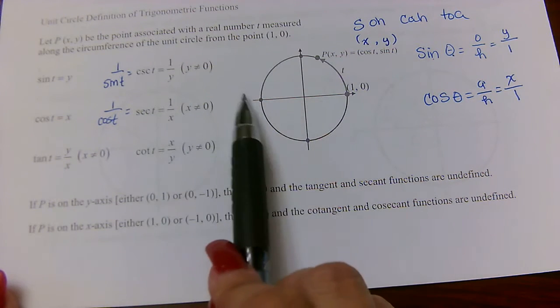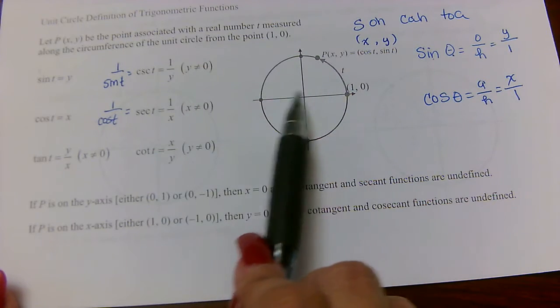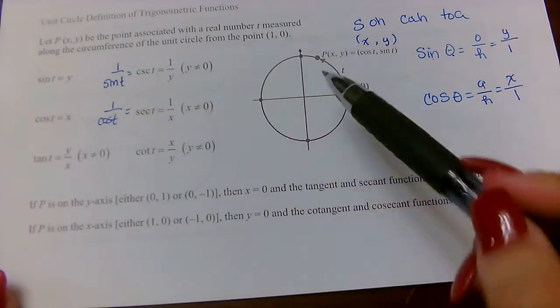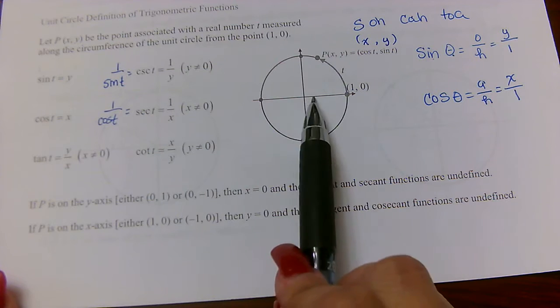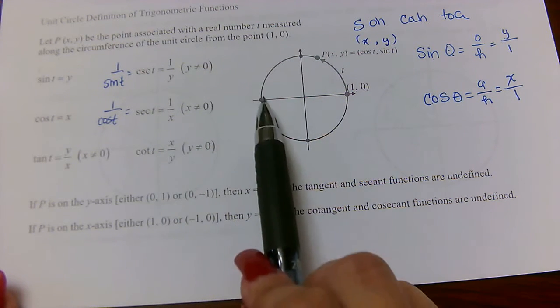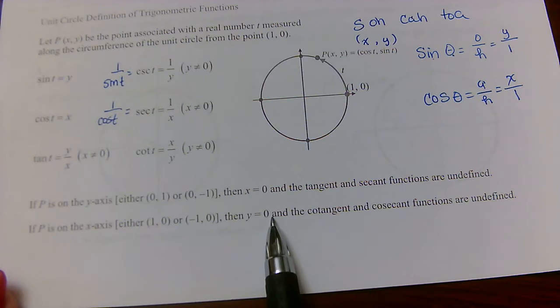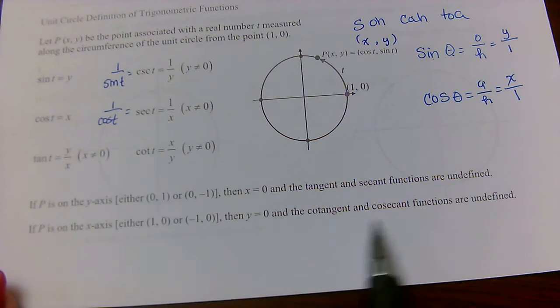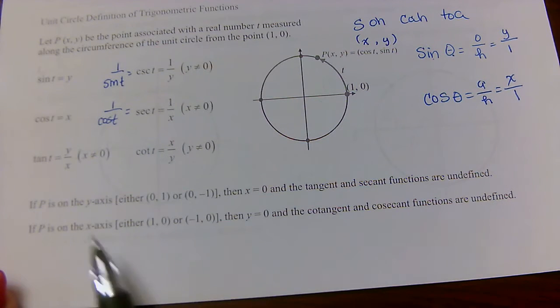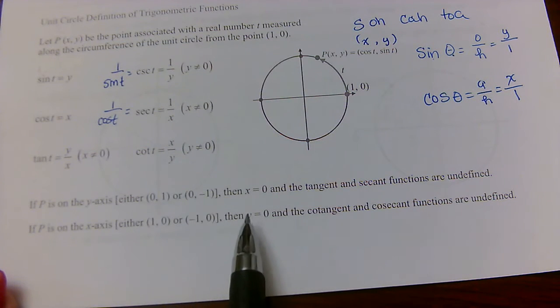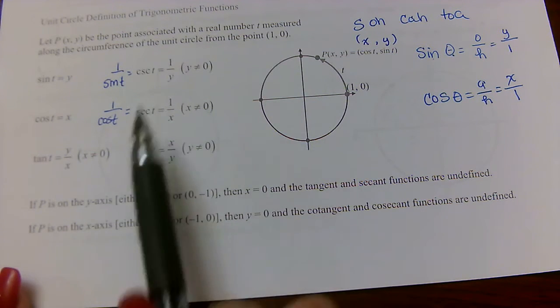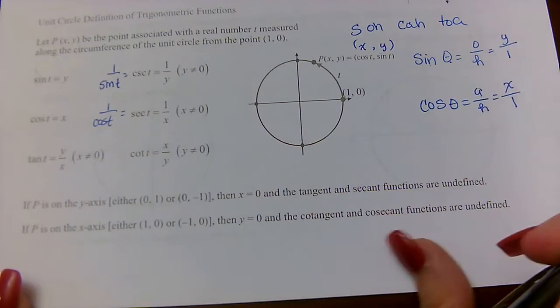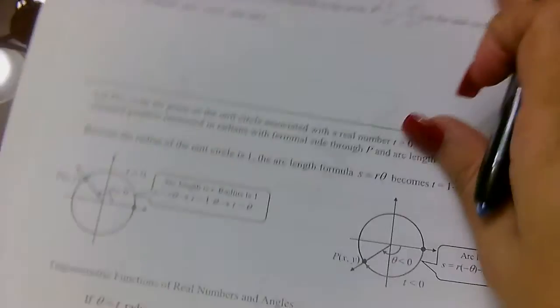If it's on the x-axis, that means y is equal to 0, because remember, you're going forward 1 or back 1, but you're not going up or down. So then y would equal 0. If y is equal to 0, then your cosecant and your cotangent functions are now undefined. These are major things that you have to keep your knowledge of and keep on the top of your head, because we're going to be using that a lot and you will be tested on that a lot. Okay, let's go on to the next page.